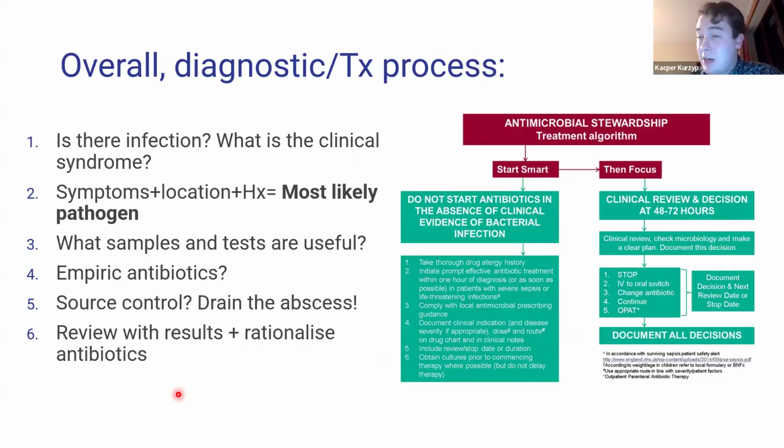So, start smart, then focus. The questions you have to answer are, first of all, is there an infection at all? Is there a clinical syndrome that could be infection? The key thing that they will quiz you on is if there is no infection, in that there is no dysfunction, there are only a few cases where you will treat asymptomatic presence of bacteria or viruses. If you have symptoms, you have location, and you have your history, you will deduce your most likely pathogen before you get any lab results.